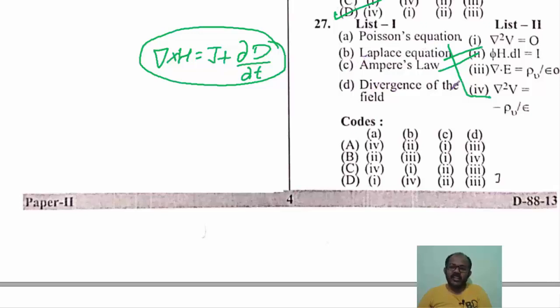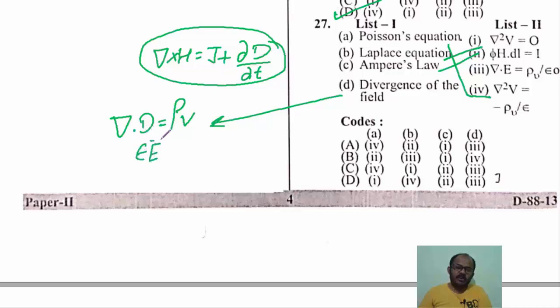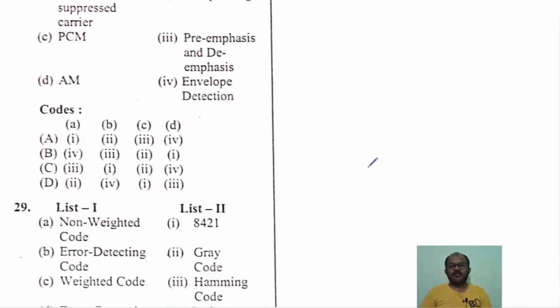Statement 4, what they are telling is divergence of the field. So divergence is defined as del dot D, which equals rho v. What do you mean by D? D is nothing but epsilon times E, where epsilon is the constant. So I'll be getting del dot E equals rho v divided by epsilon naught. So based on this, I'll be getting option C as the correct answer.